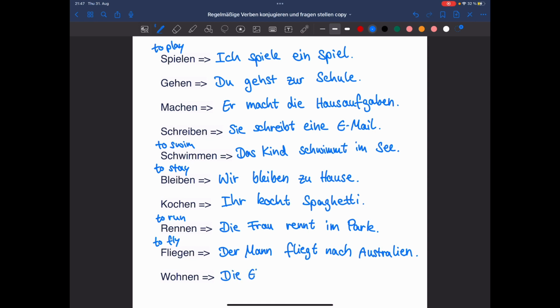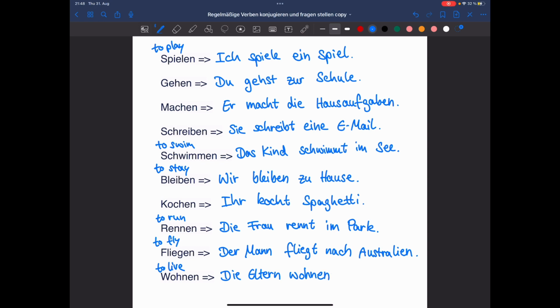Die Eltern, the parents, wohnen. Wohnen means to live, but not to be alive, rather to live in a place. So, for example, I'm living in Germany. That kind of live.